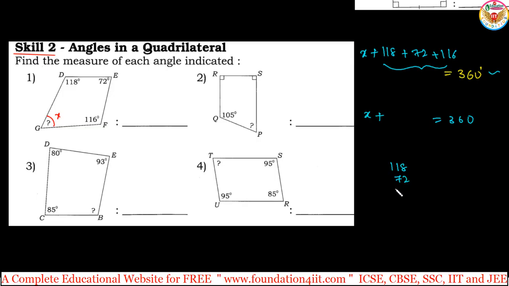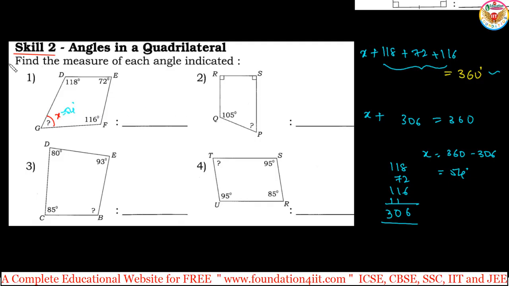So 118, 72, 116: you can add them and subtract from 360. The sum is 306. Therefore, x is equal to 360 minus 306, which is 54. So the missing value here is 54.